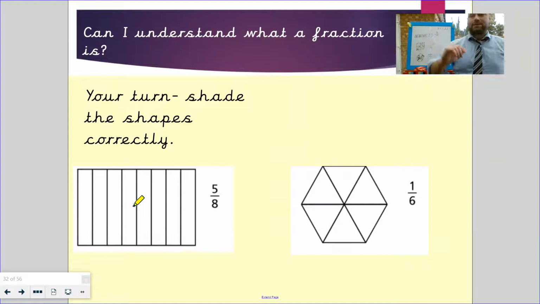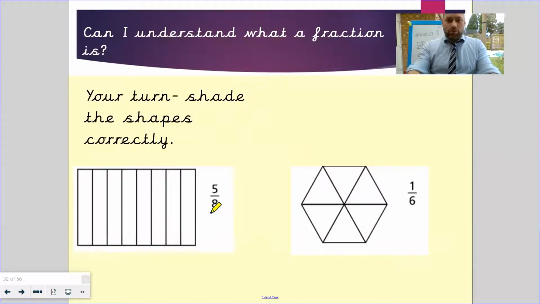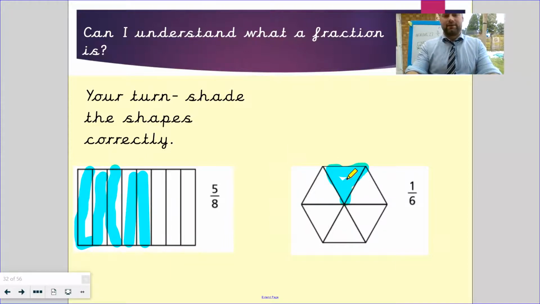Okay, let's get back to it then. Let's go through the answers very quickly. So here, we don't need to worry about the denominator. It's the numerator that we're looking at. It tells us 5, so that means we need to shade in 5. 1, 2, 3, 4, 5. 5 out of 8. And here, it says 1 out of 6, so we just need to shade in 1 out of 6. And that's it. Couldn't be simpler, could it? So there we are.